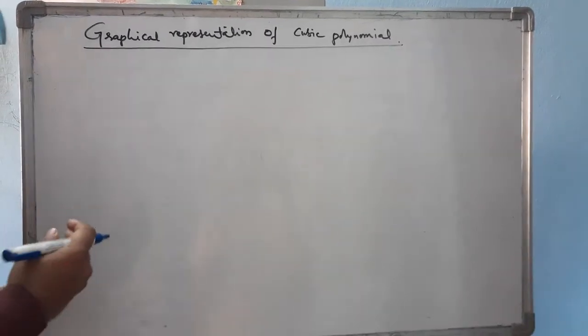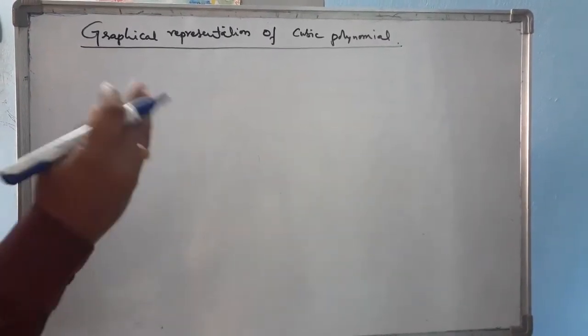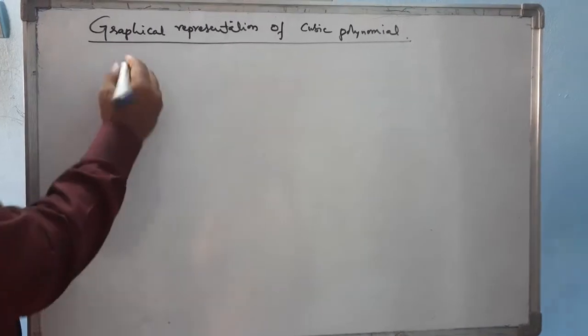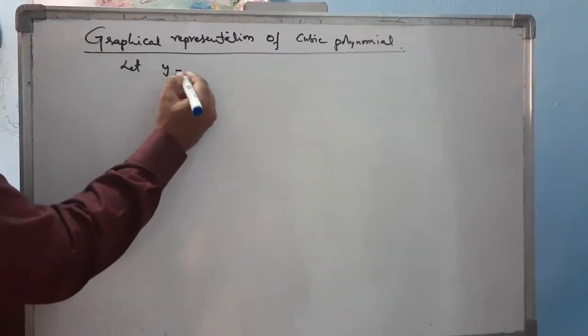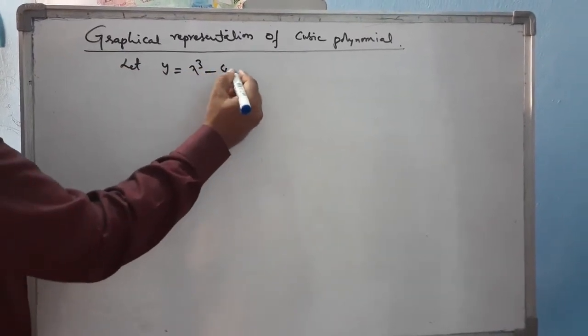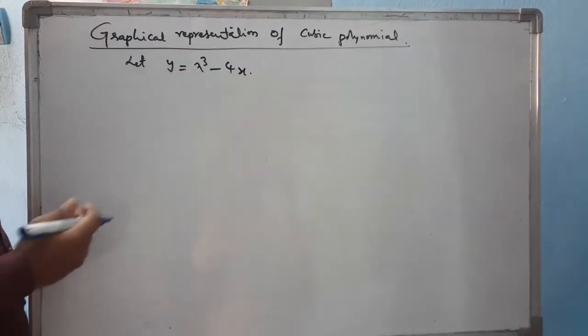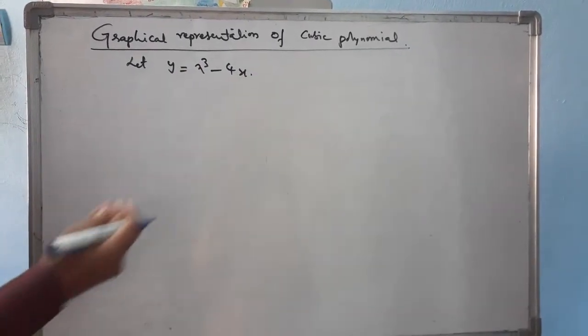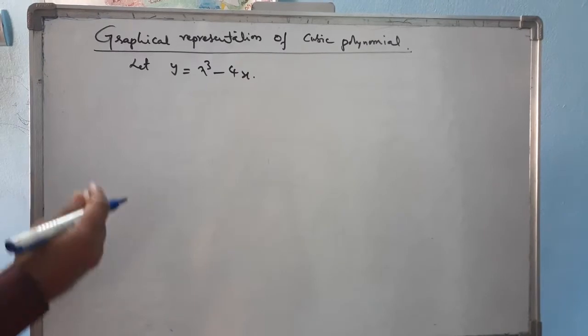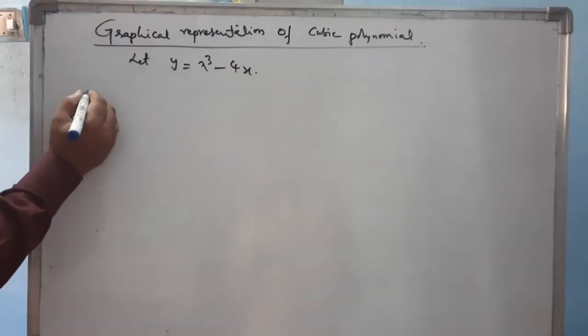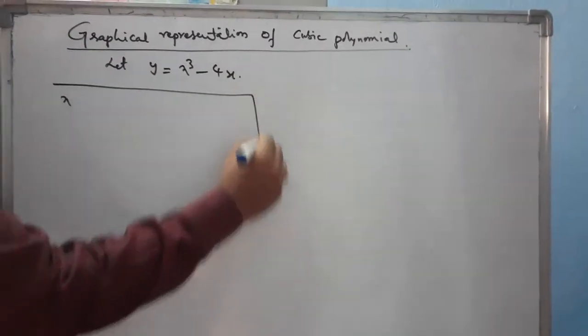Next we will discuss the graphical representation of a cubic polynomial. Let's take one example, y is equal to x cube minus 4x. The highest power is 3, so it is a cubic polynomial. For this one we have to take the x values. We have to make a table.